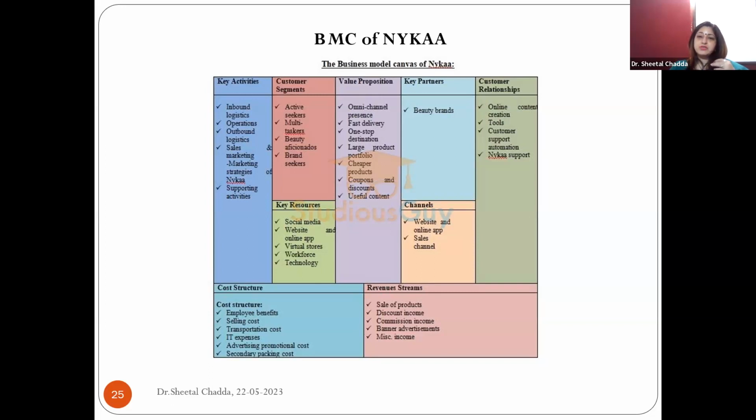And mind you, this business model canvas is not a one-time effort. You can improvise it, and keep on adding to it. It's not that you have made a business model canvas for your business plan and now it is done and you put it into your drawers. No, it is something which you need to keep on improvising, and as and when things are coming, you have to bring out the changes into it.